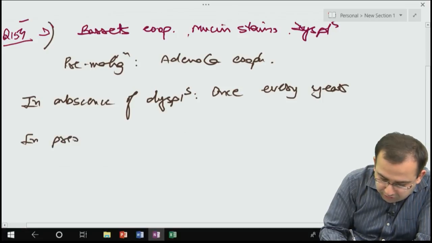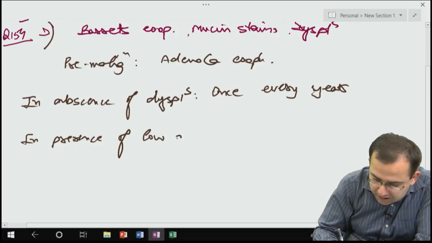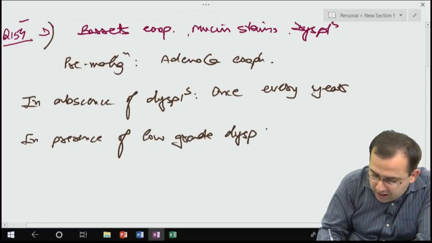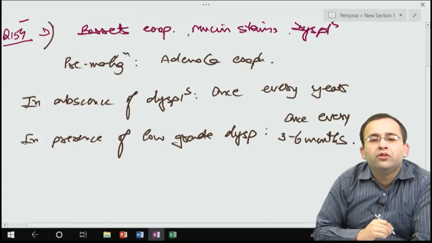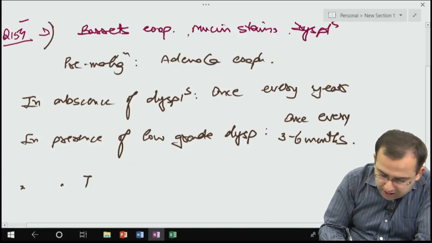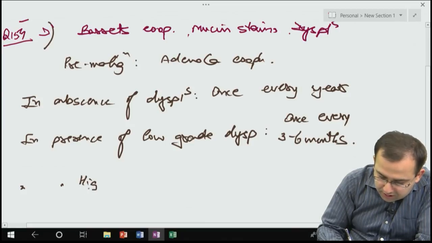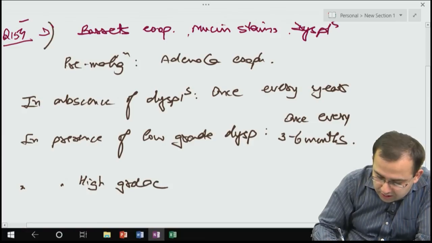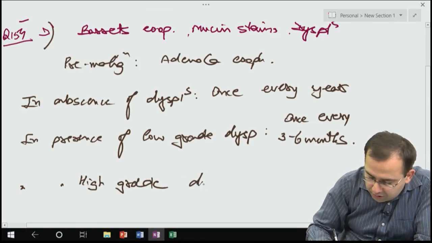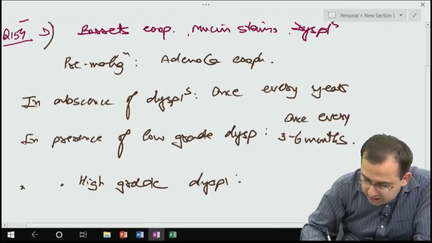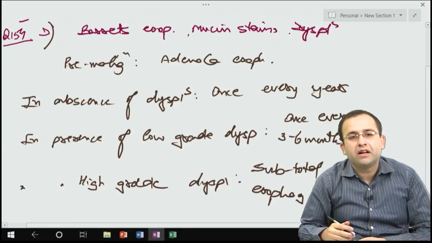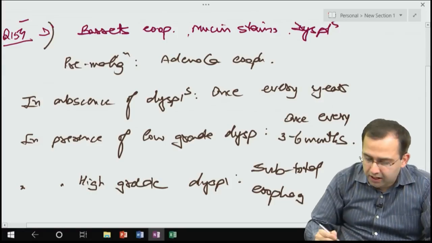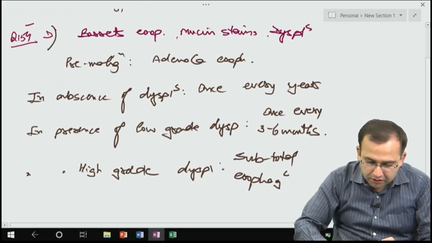Next, in presence of low-grade dysplasia, it is done once every 3 to 6 months. Whereas in presence of high-grade dysplasia, what we do is subtotal esophagectomy. In high-grade dysplasia, directly a subtotal esophagectomy is performed. That is because high-grade dysplasia is at a very high risk of progression to adenocarcinoma esophagus. So directly a subtotal esophagectomy is performed.